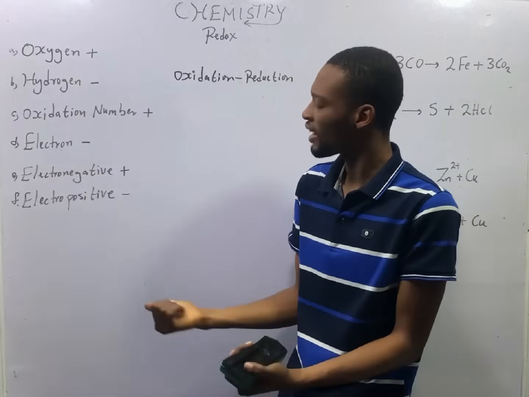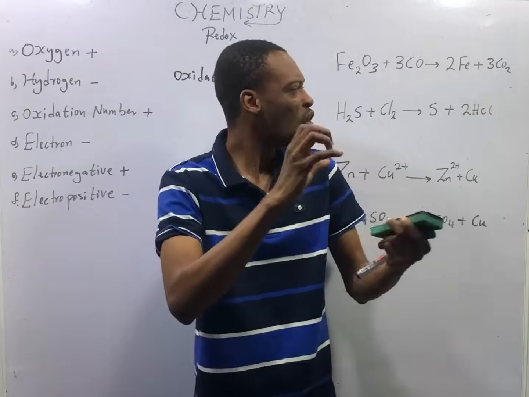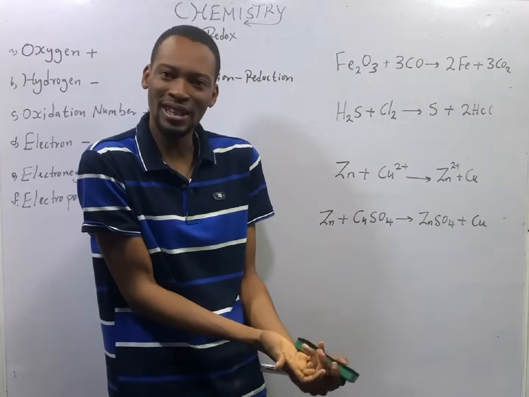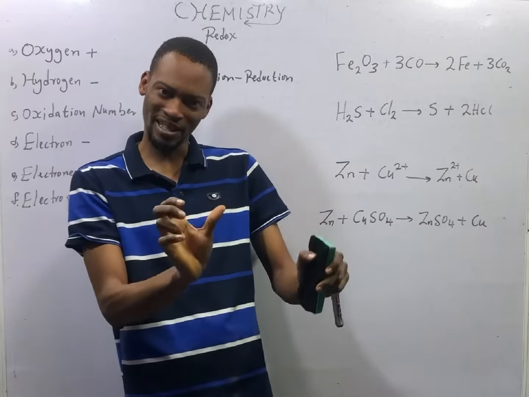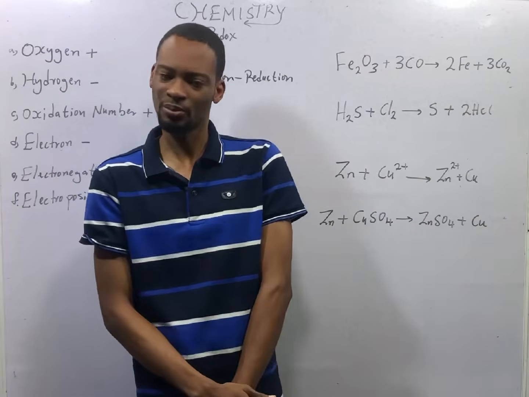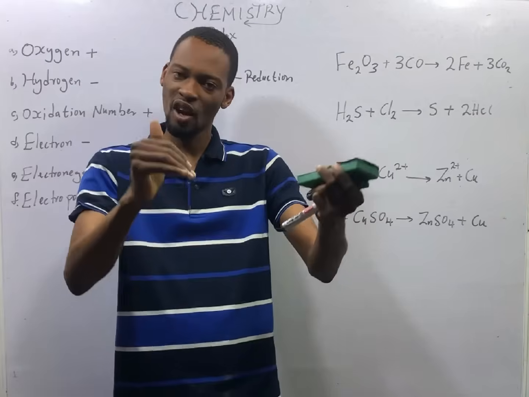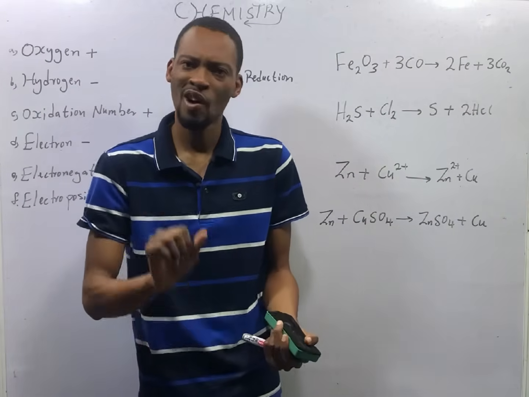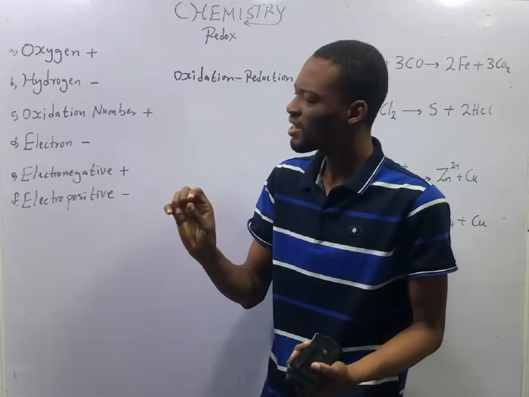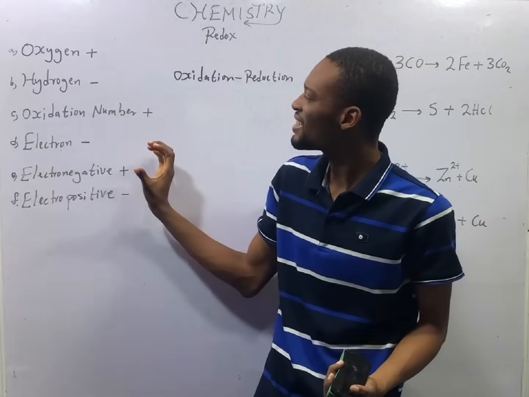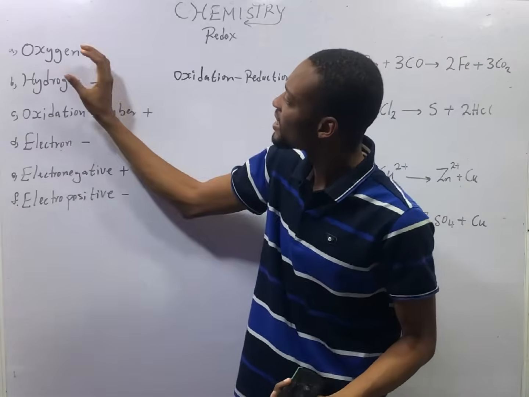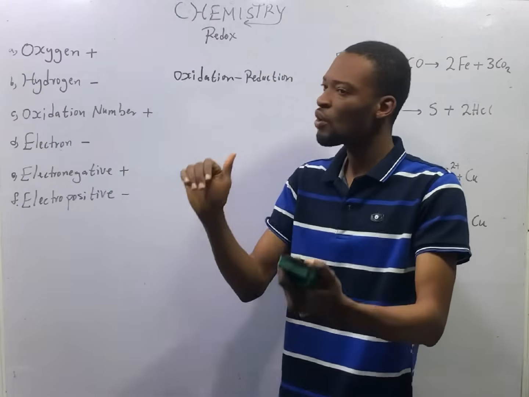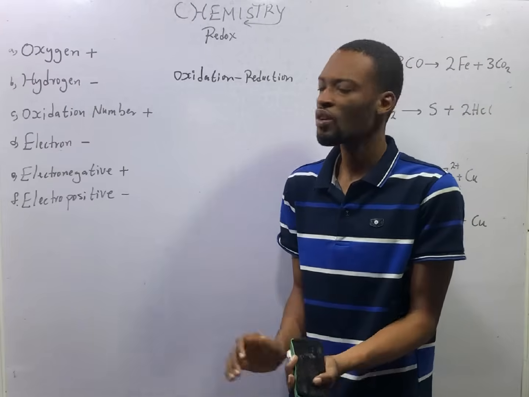Then we begin to wonder, how do we know that oxidation is taking place in the chemical reaction? How do we know that reduction is taking place in the chemical reaction? In fact, what is oxidation? And in fact, what is reduction? Oxidation and reduction can be defined under 6 headings. These are the 6 headings under which we can define oxidation and reduction.